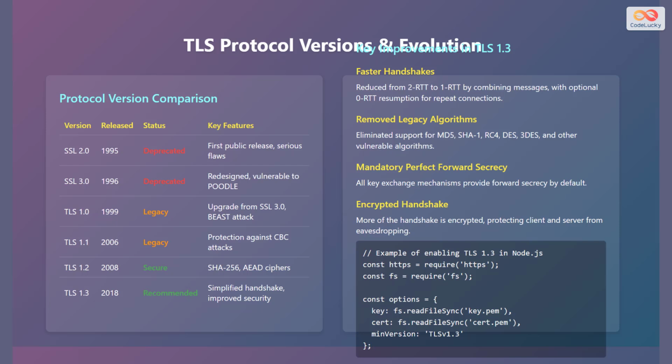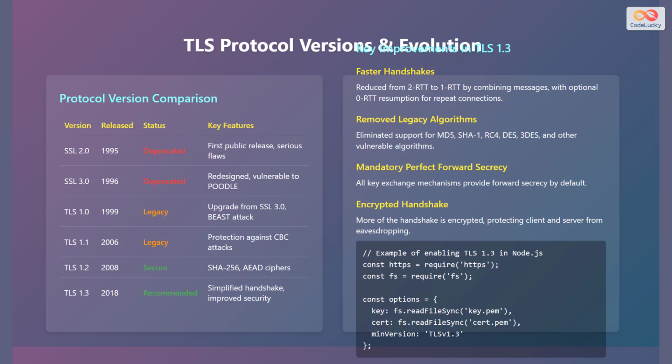TLS 1.1, released in 2006, is also legacy and offers protection against cipher block chaining attacks. TLS 1.2, released in 2008, is secure, with SHA-256 and authenticated encryption with associated data ciphers. TLS 1.3, released in 2018, is the recommended version, with a simplified handshake and improved security.